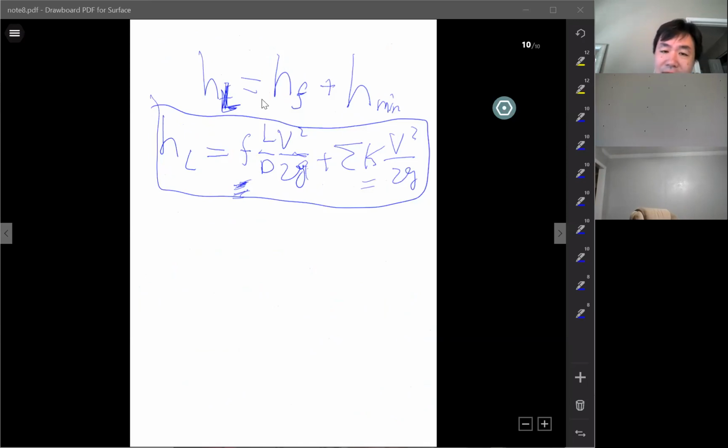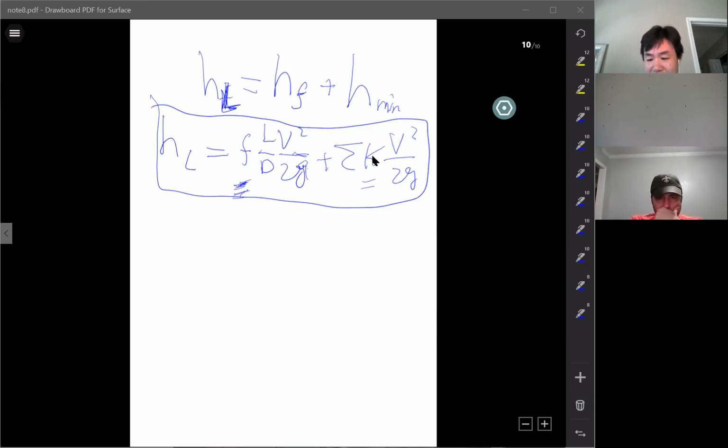HL, the loss, has two parts. One is the frictional head loss, HF, plus the minor losses from the fittings or all kinds of components attached to the piping. Everything you put on the pipe will contribute a little bit of loss. For the frictional head loss, you have an equation here. For the minor losses, you also have an equation. Both of them will have v squared over 2g. Velocity is there, so velocity will have an effect on any of the losses. And both have a coefficient, the frictional coefficient and the minor loss coefficient K.